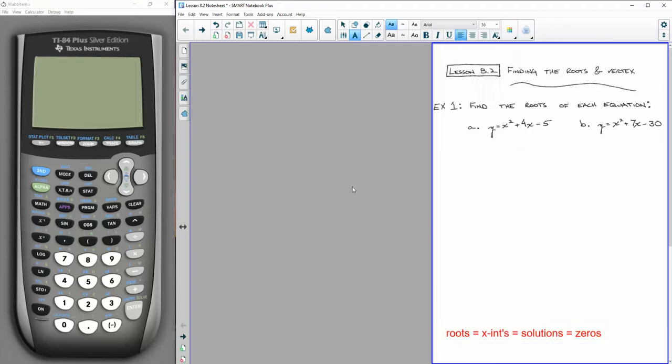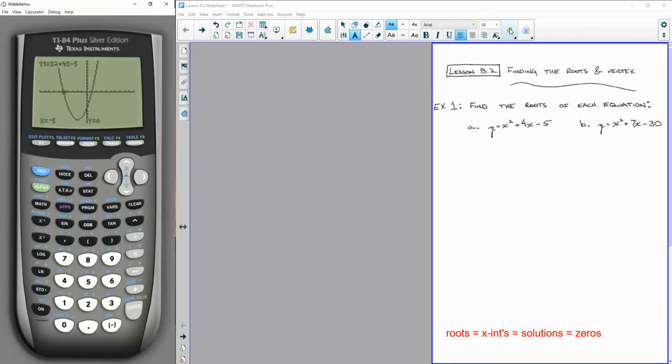Okay, so let's find the roots. We did that yesterday, or in lesson 8.1. Let's look at x squared plus 4x minus 5. Work the calculator along with me as you're doing this lesson. Let's graph it. Standard window, zoom 6. Trace it. It looks like -5 maybe. There we go. So that's one of our roots.